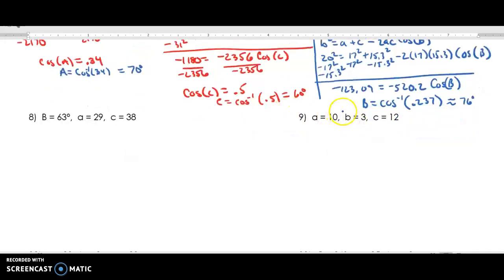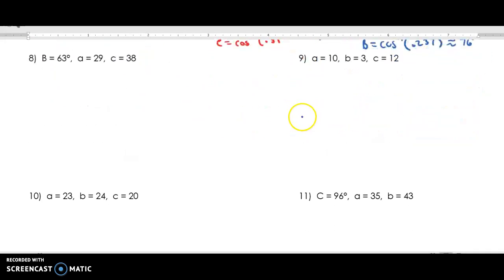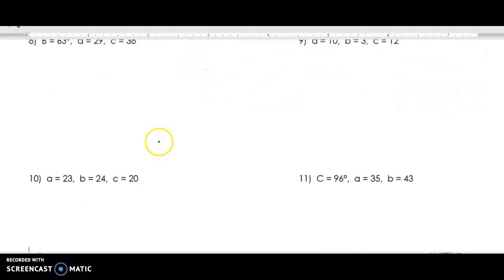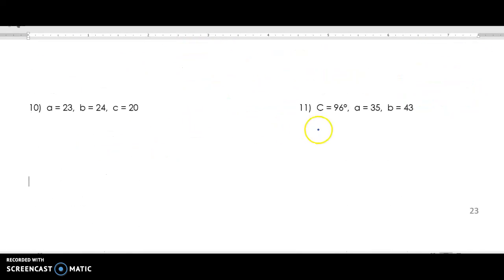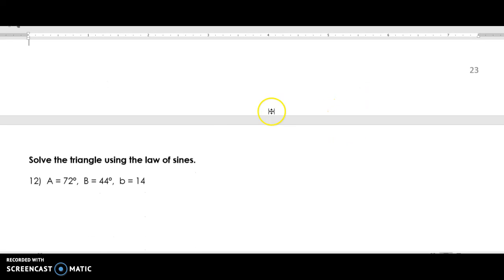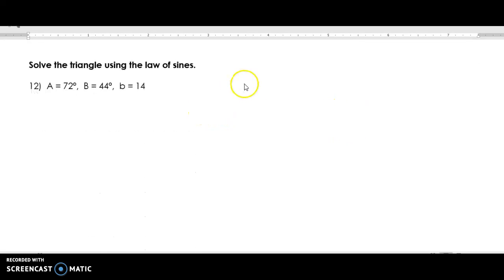Now if you look at your guided notes, you'll see 8 is very similar to 7, 9 is very similar to 6, 10 is very similar to 6, and number 11 is very similar. So now number 12 with the law of cosines, or sorry, the law of sines.